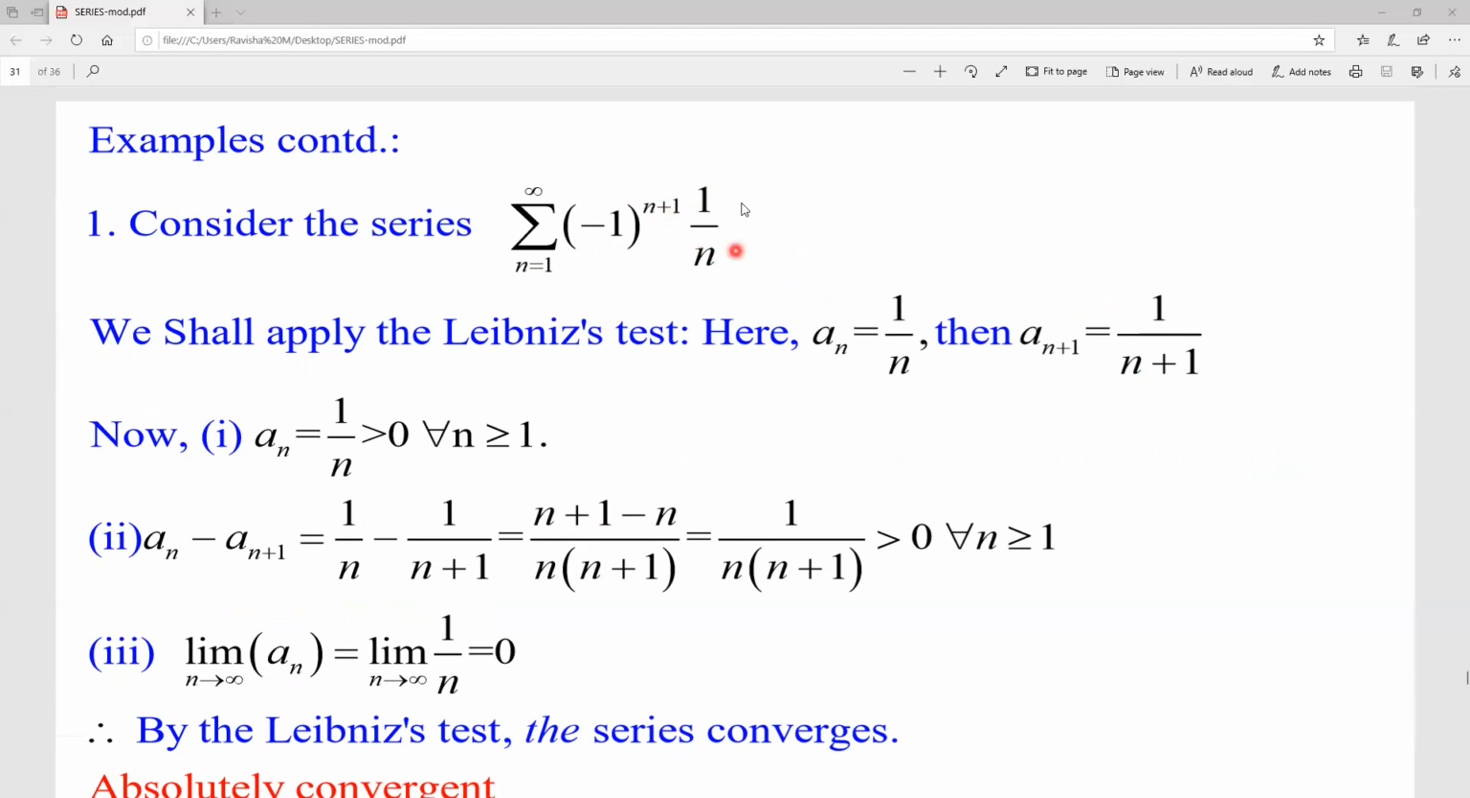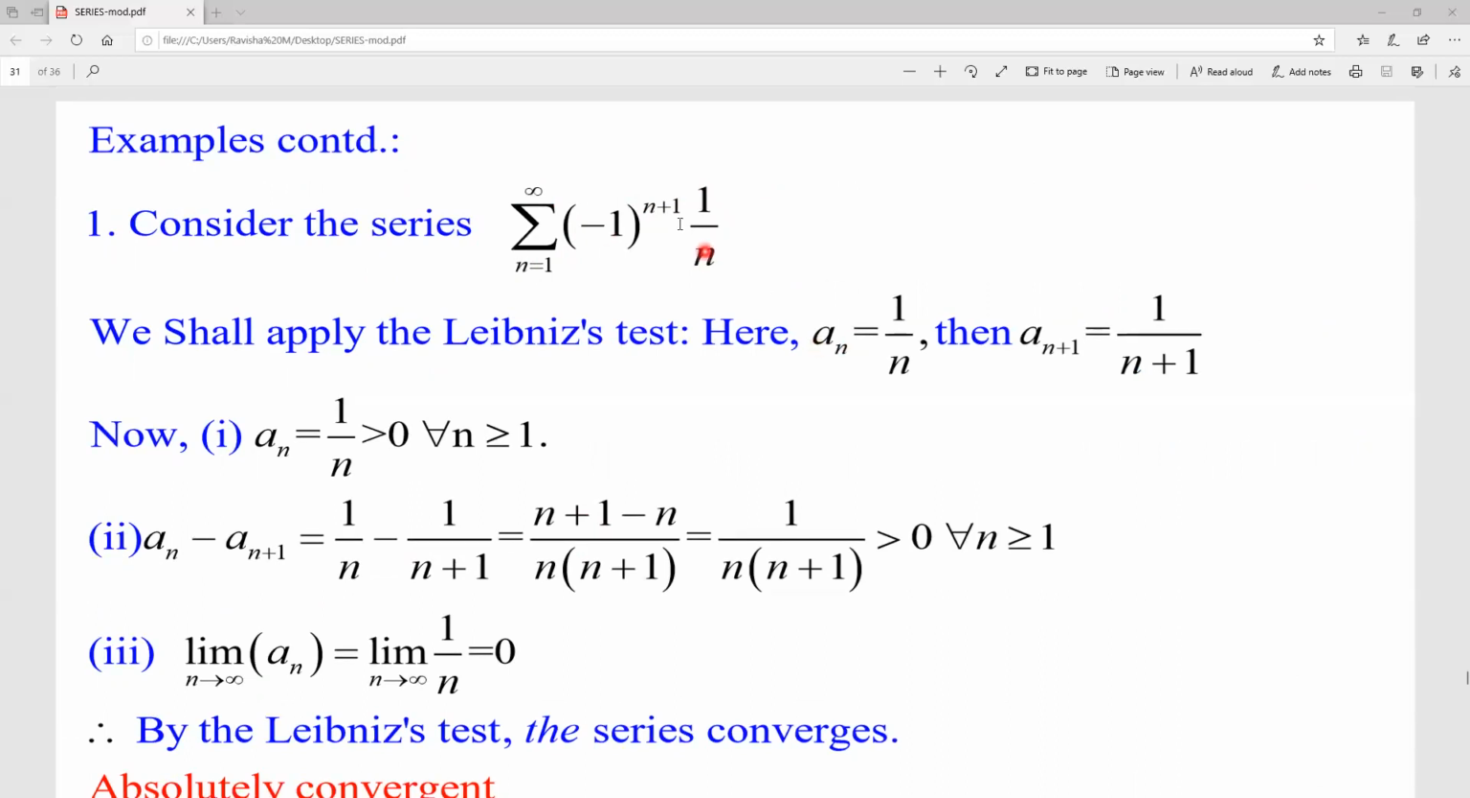It is an alternating series: when n is equal to 1, it is 1 by 1; when n is 2, minus 1 by 2, and like this it goes. Let us apply the Leibniz test to check whether the series is convergent or not.